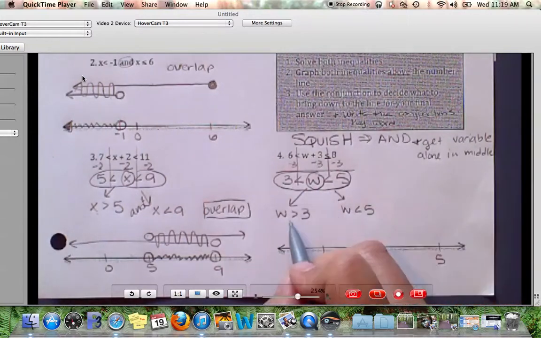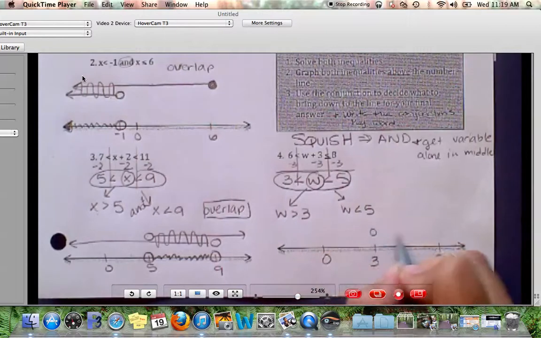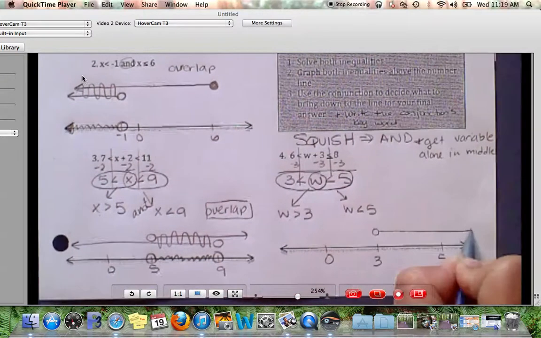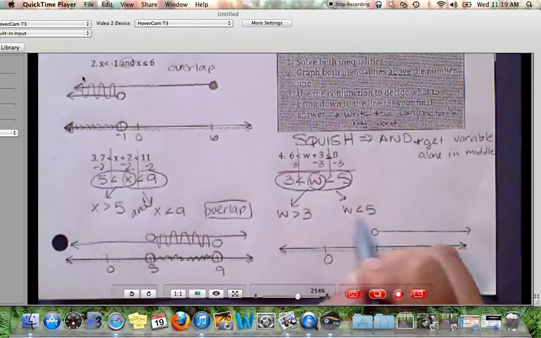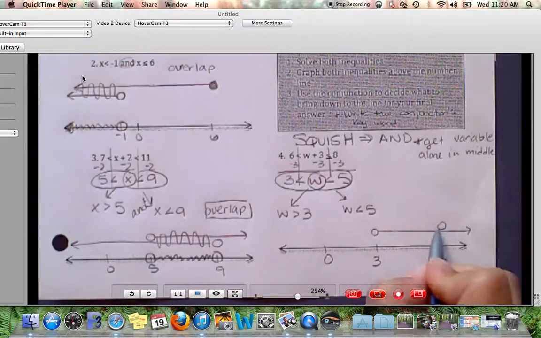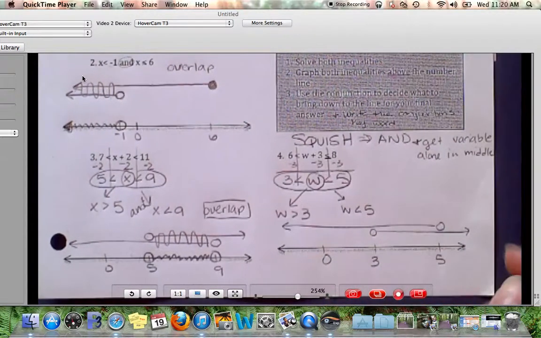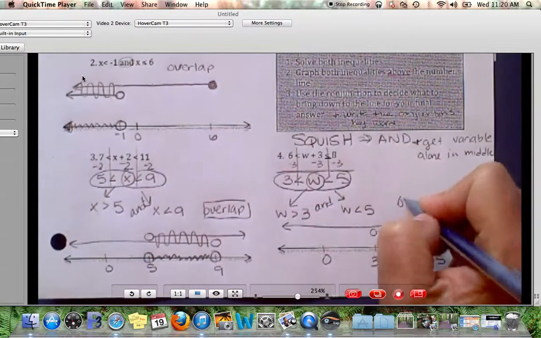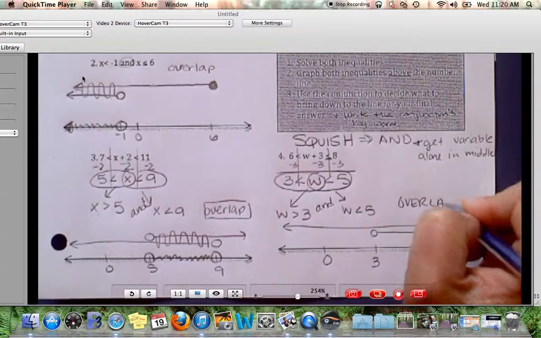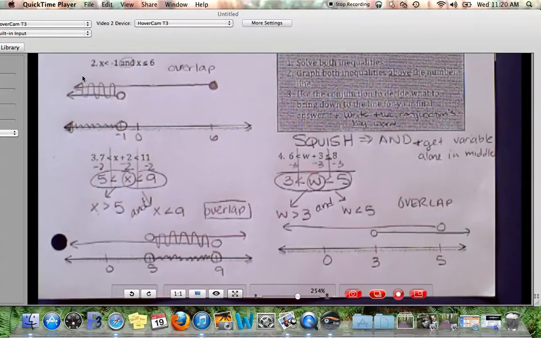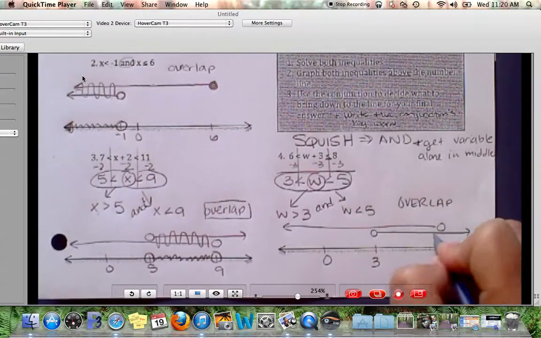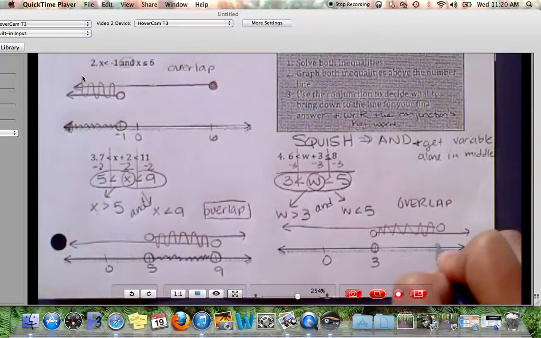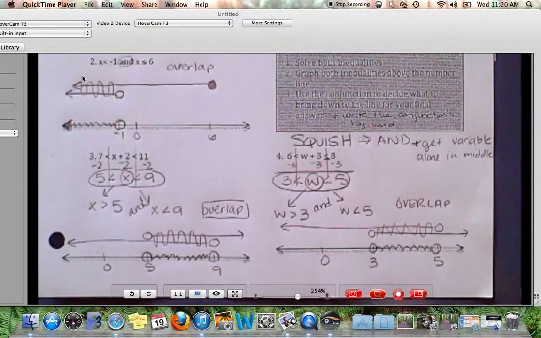So now let's graph. W is greater than 3. Open circle at 3 and everything bigger than 3. W is less than 5. Open circle at 5 and everything less than 5. And we should have the word and written in here, which means we're looking for where they overlap. And that would be right here. So that would be our answer.